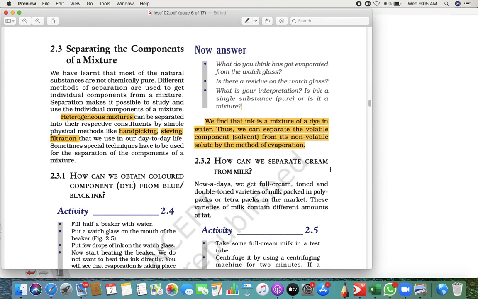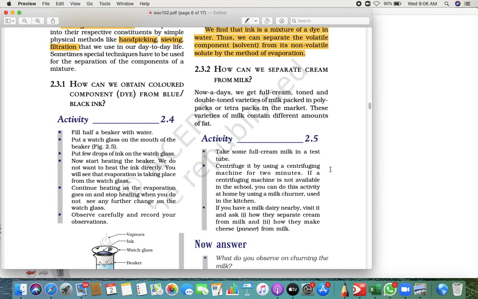So we find that ink is a mixture of dye in water. So we can easily separate the volatile solvent from the non-volatile solute by the method of evaporation. So it's very easy. How can we separate cream from milk? Now that's an interesting thing, right? You can visit your nearby dairy and see how they separate cream from milk, or how they make paneer, cottage cheese, cheese basically, in simple words.